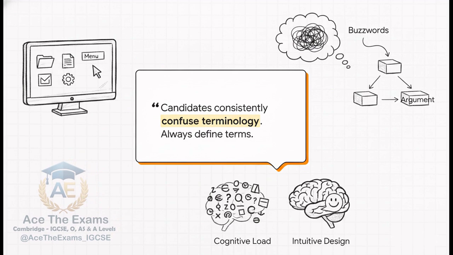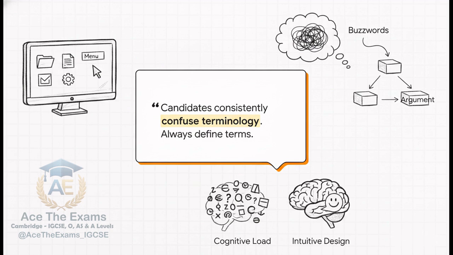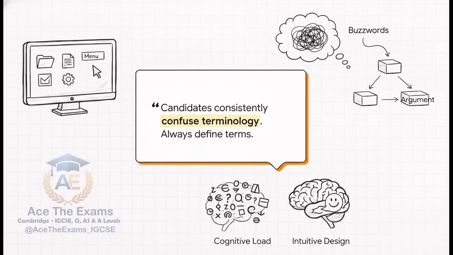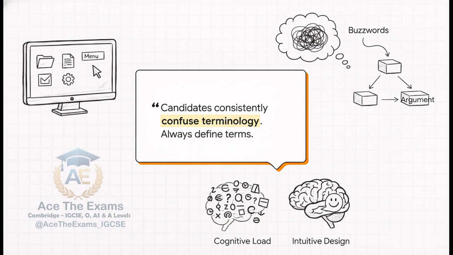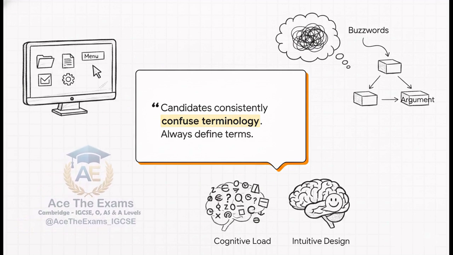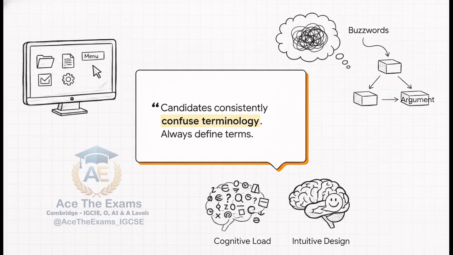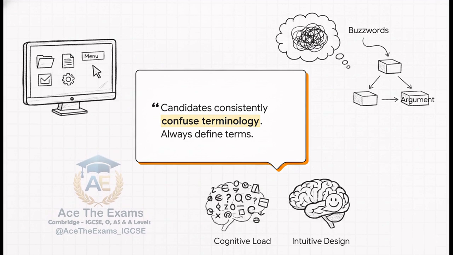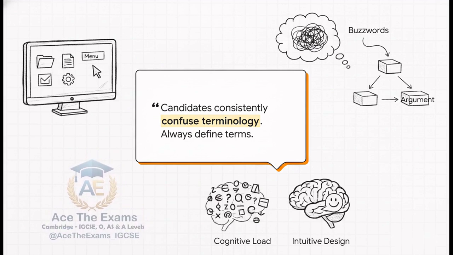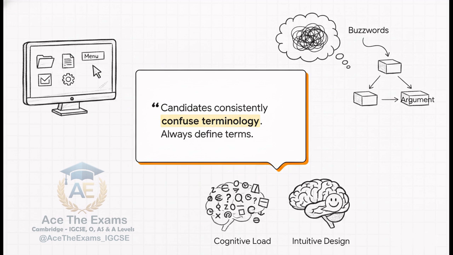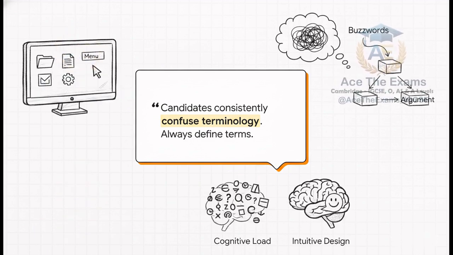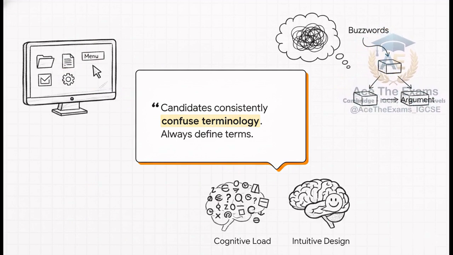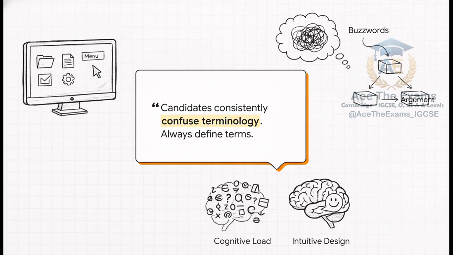Let me translate what the examiners are telling you here. Do not ever assume the person grading your paper knows what you mean, and do not assume that throwing around tech buzzwords is going to magically earn you marks. It won't. If you mention a WIMP interface in your answer, windows, icons, menus, pointers, you need to explicitly define what those elements are in the exact context of the scenario they gave you. If you start talking about intuitive design or cognitive load, you must stop and establish clear academic definitions before you even attempt to build your argument. It's crazy how many students lose easy fundamental marks because they skip the definition phase and sprint straight into their conclusions. Don't be one of them.